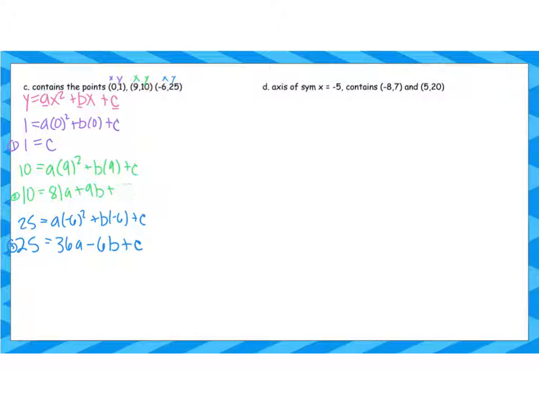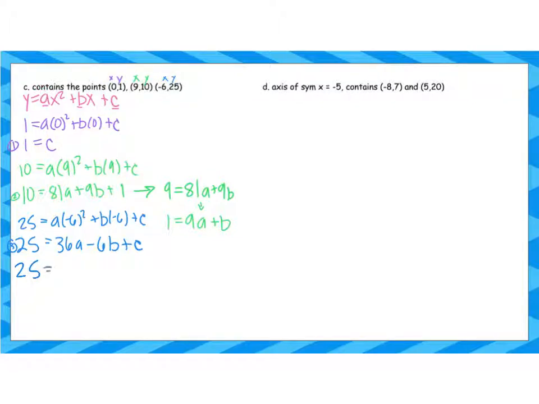That's going to be 1. That'll be a lot easier to work with. And now if I rewrite this equation to put it in more of that standard form, if I subtract 1 from both sides, I would get 9 equals 81a plus 9b. What's really nice about that equation is all of those numbers are divisible by 9. So I can just divide everything by 9, and then I have a much easier equation to work with.